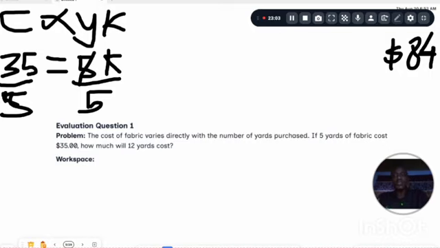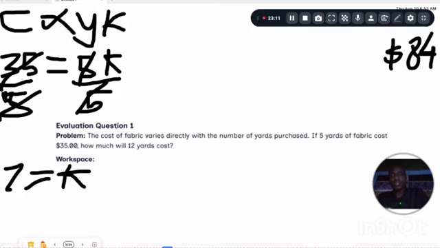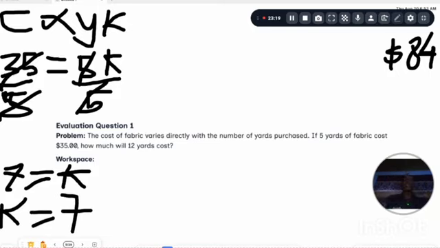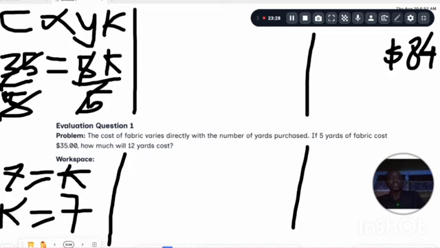So now I'm dividing both sides by 5. I'll be left with 7 here. 7 equals to what? K. And just for formality's sake, I can say K equals 7. So I've found my constant. Now let's describe the relationship with an equation.